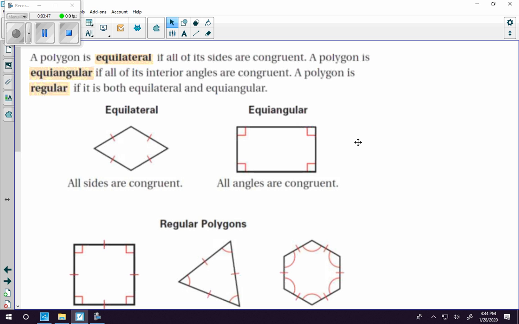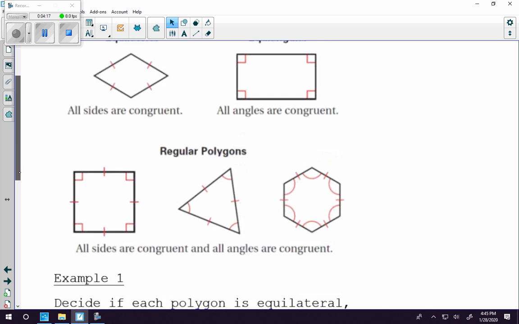What does it mean to be equilateral? When a polygon is equilateral, we're saying that all of the segments are congruent to each other. So if you're looking at the example right here on this page, there's one tick mark for each segment, which indicates that all 4 segments of that quadrilateral are congruent. If you look to the right, the definition of equiangular means that all of the interior angles are congruent. Okay, that's the definition of equiangular.